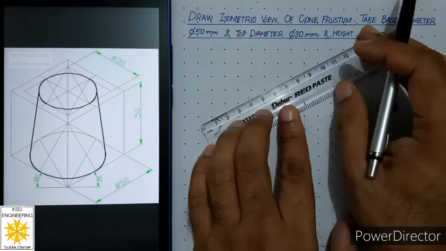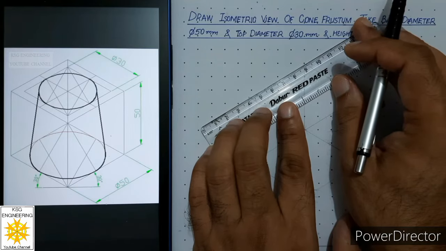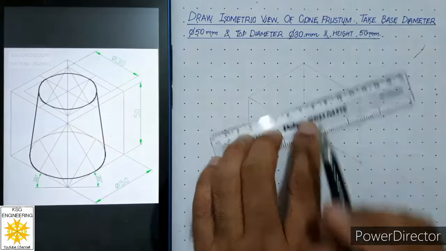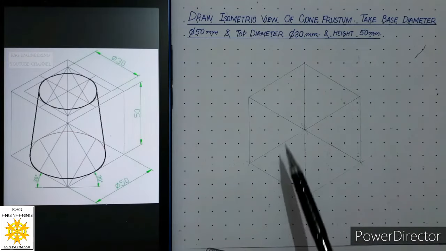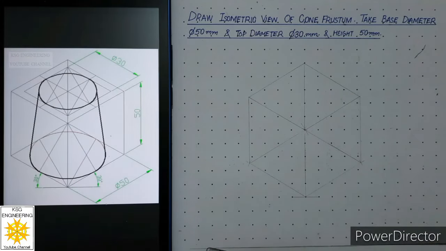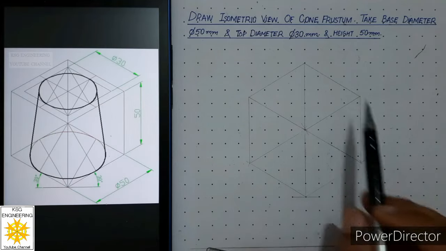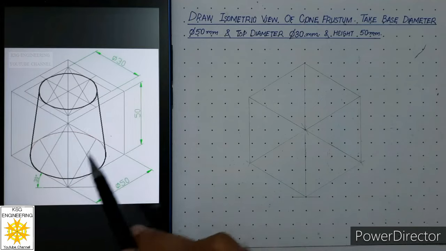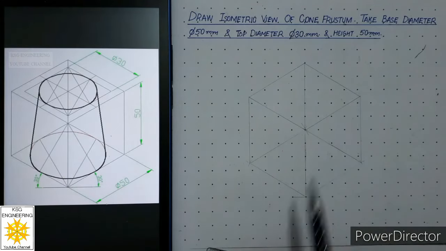Then we will connect these 2 points. So in this manner, we will draw isometric of the cube. So this is isometric of the cube. But we will keep everything thin at the start because this is not the final answer. Final answer is the cone frustum, which we have to draw in this box, which is a cube over here.